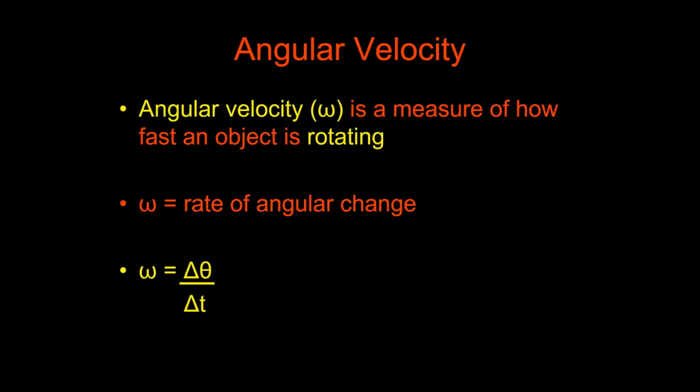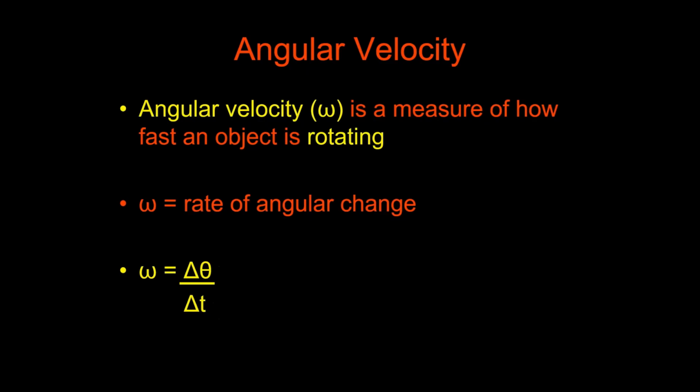Here's where we want to define another velocity. Velocity v is still our linear velocity, and you might see that in some contexts here. But the angular velocity, omega, is a measure of how fast an object is rotating, or the rate of angular change. So omega is delta theta, how many radians we're turning through, divided by delta t. So theta over t, radians per second.